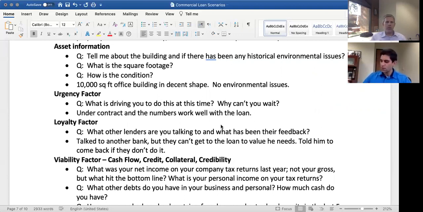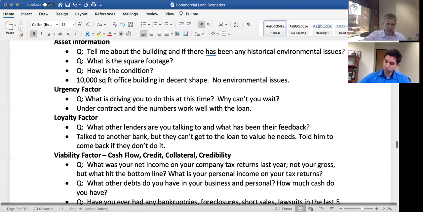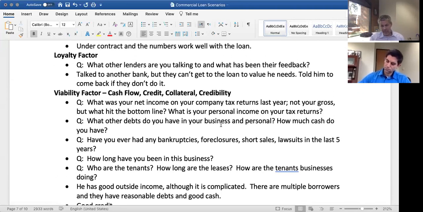The next one is the urgency factor. So what's driving you? We're really hammering in on this idea of urgency. What is driving you to do this at this time? Why can't you wait? What's so important about buying this building? Well, he was under contract. That shows us a level of commitment, and the numbers work well within the loan. So we knew he was generally committed to the project, at least it's one way we can identify. So we move to the next and say, okay, we're good there, check.